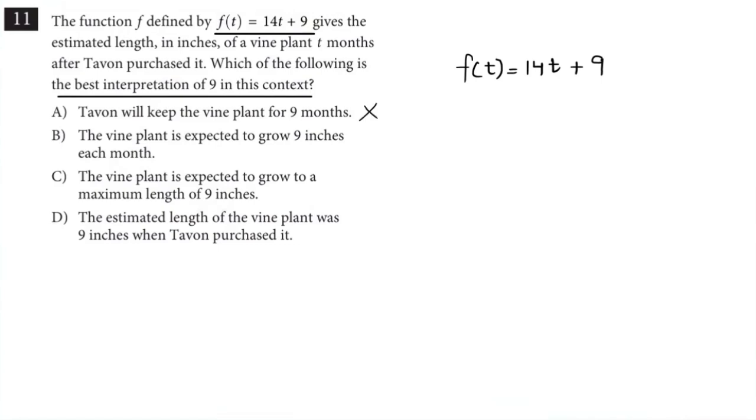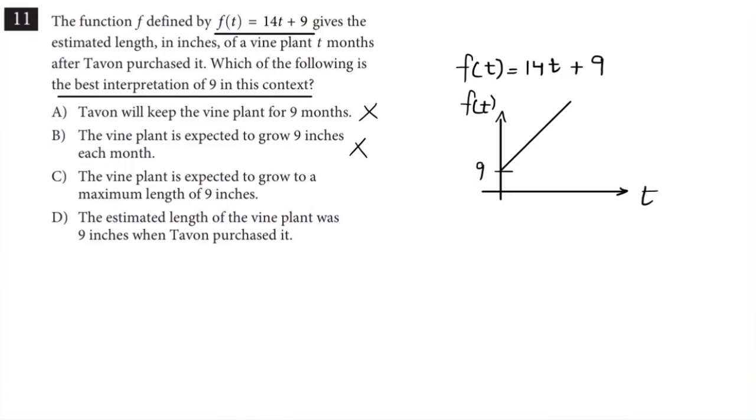No. It's always good to understand; you can either sketch it on Desmos or just sketch it manually to see. The gradient is 14, like 14 inches each month, and 9 will be some fixed value, or you can say the length when it all started. So, the wine plant is expected to grow 9 inches each month. Wrong, 14 inches each month.